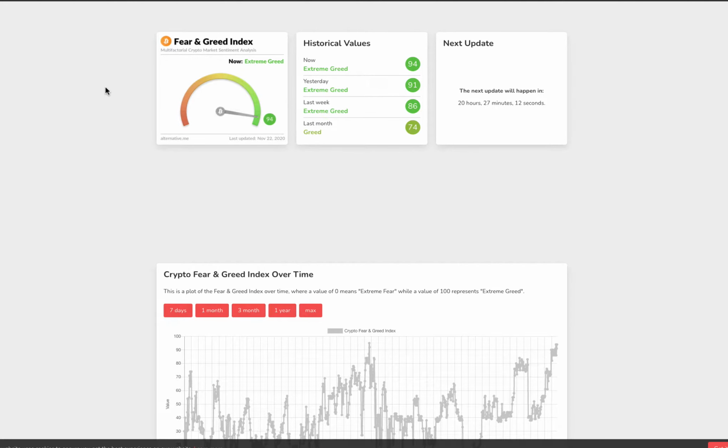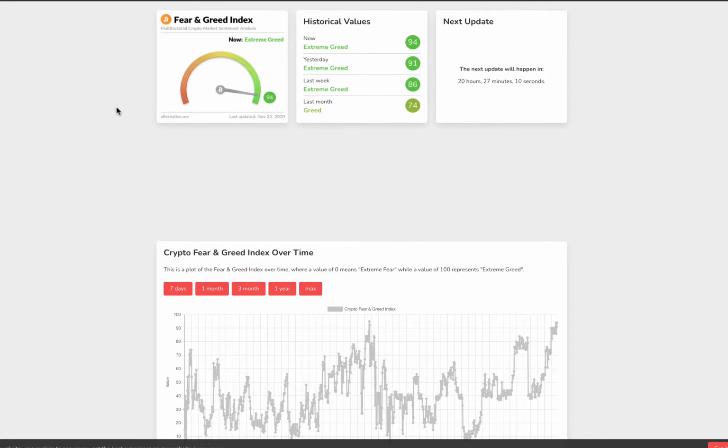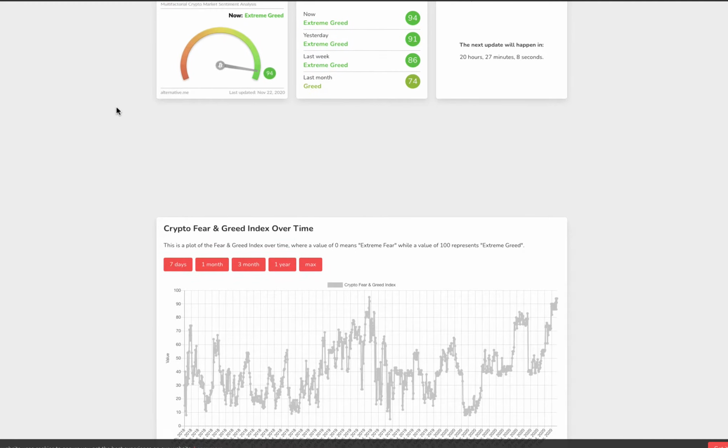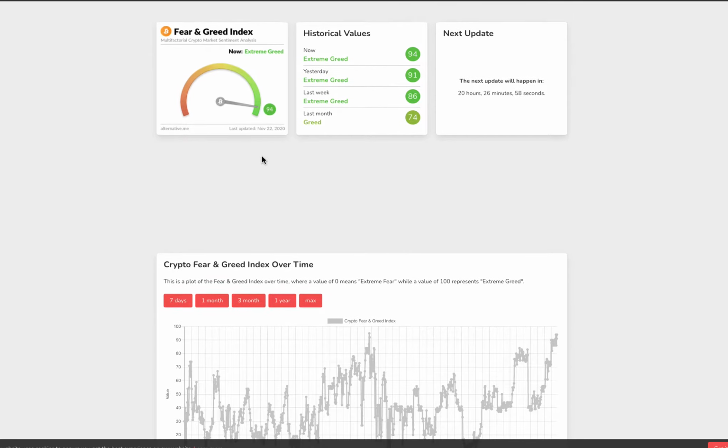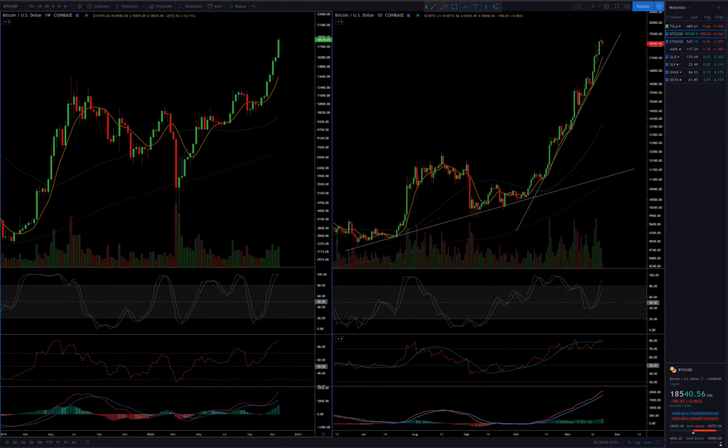And I want to show you the crypto fear and greed index. Right now it's at 94, which is very high. Historically, it looks like in the past we hit 95 back in June 2019 before the big drop. So you want to be careful out there. The greed is very high right now, but what really matters is price action.